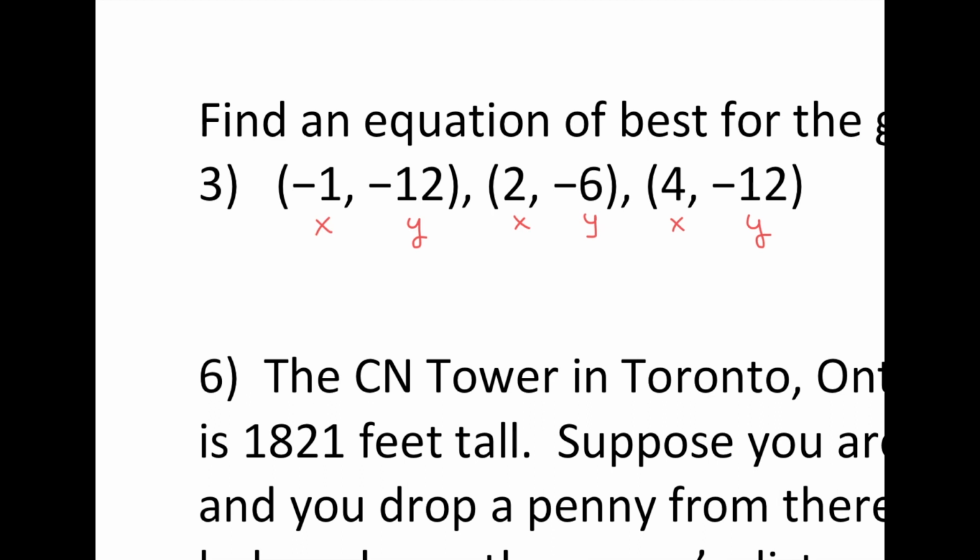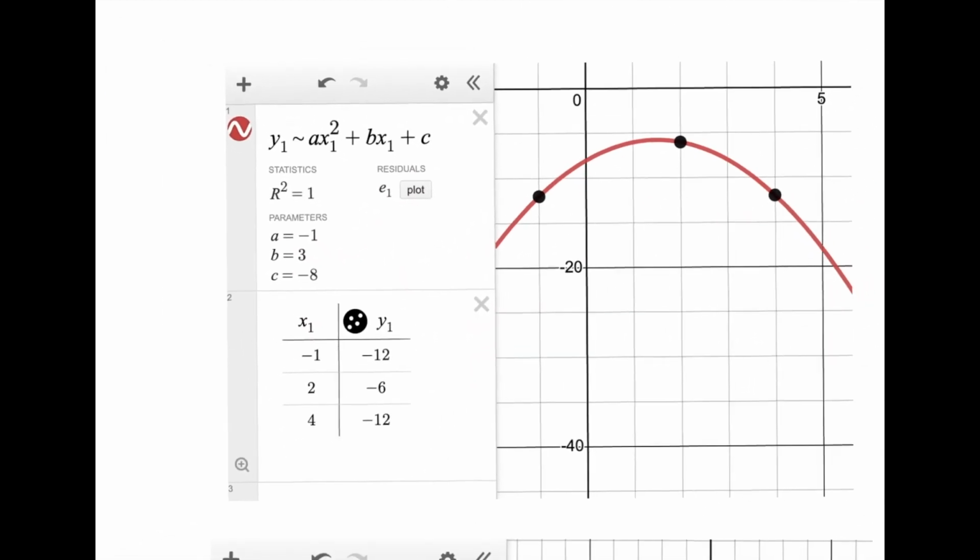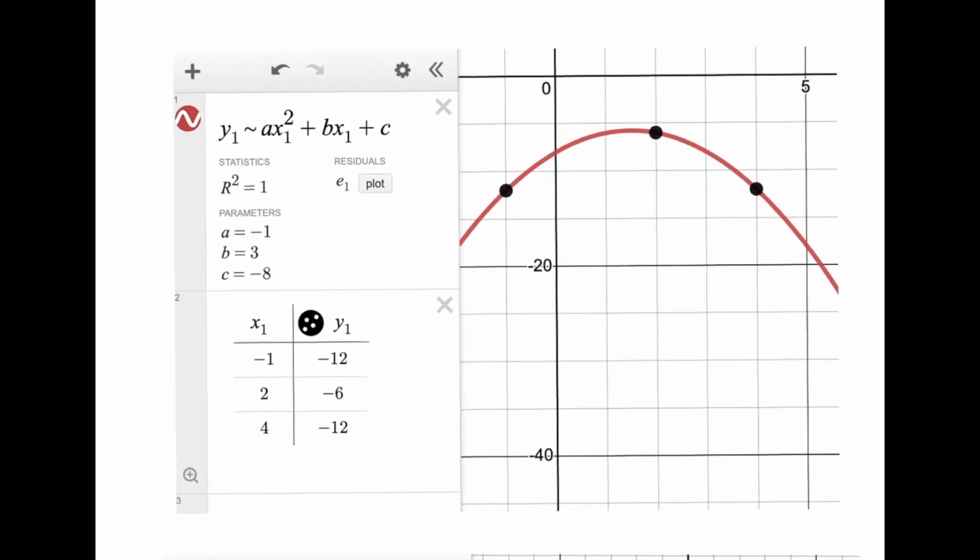So where x is -1, immediately next to it on the table is going to be -12. I did a screenshot of what that should look like. And what I do is I start here in the second line of Desmos, and I type in my x and y values from those points: -1, -12, 2, -6, 4, -12.